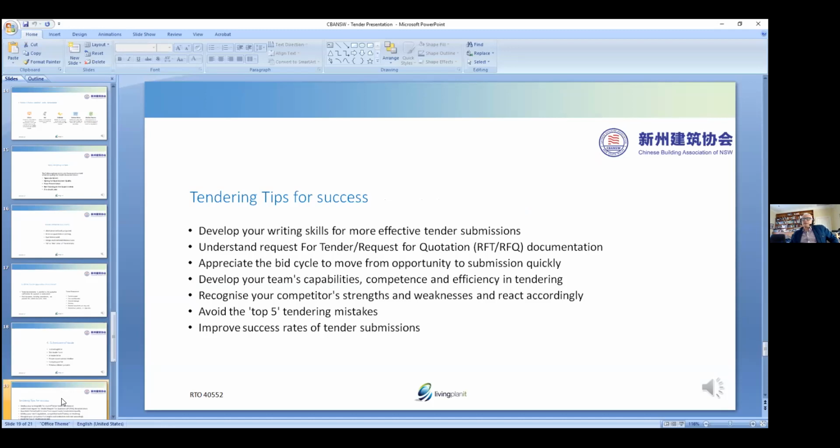Okay, now some tips. Make sure that your writing skills are good, yeah? If English isn't your first language, make sure you get it reviewed by someone who is very well versed in the written submission, because it could make a difference. The presentation doesn't mean you're not capable of doing the work, but if your written language isn't good enough, it can throw the client off, okay?